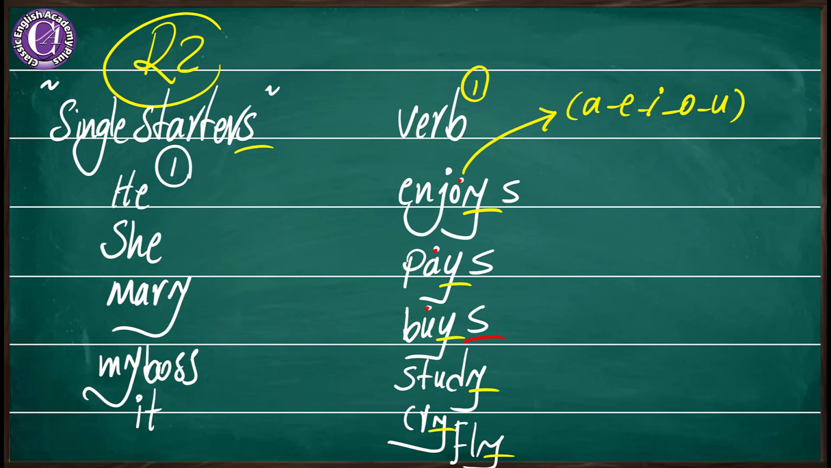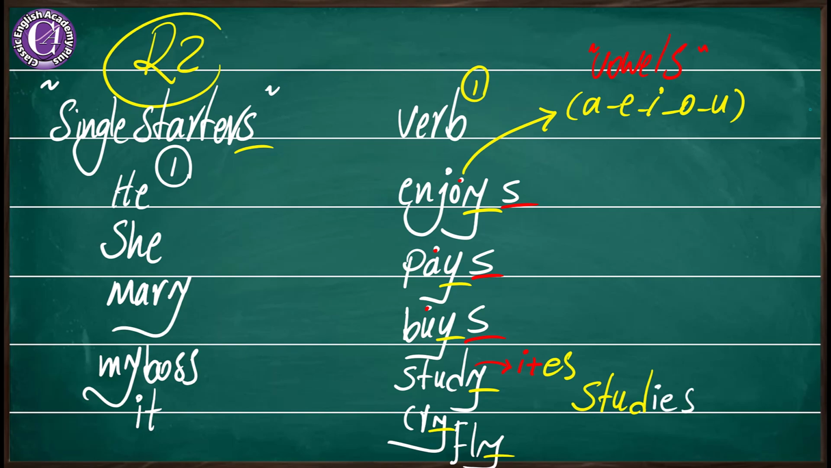So we just need to put an S here, okay? But if we have the letter Y at the end, and we do not have the vowels, what we need to do is make this Y into I and add ES to it. So we say studies. Look at it. This is very, very nice and very clear.